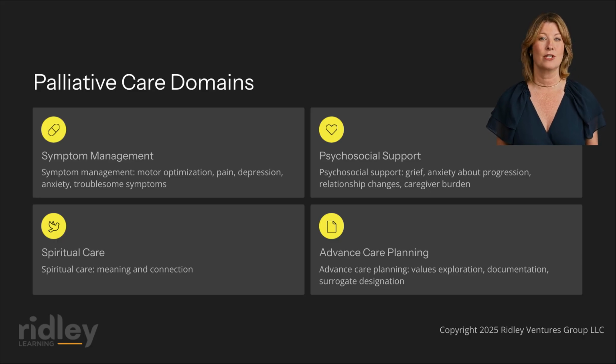Psychosocial support addresses grief related to functional losses, anxiety about disease progression and death, relationship changes, and caregiver burden. Spiritual care explores sources of meaning and connection that sustain patients and families through the disease trajectory. Advanced care planning facilitates exploration of values and preferences, documentation of healthcare wishes, and designation of surrogate decision makers.